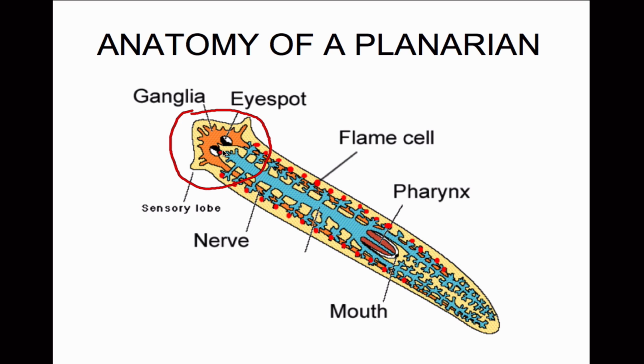So we see the eye spots, and these planarians don't really see, but they can sense light from these eye spots. It has a sensory lobe right here, so another sensory organ on the head region. And the ganglia is really what we would call a primitive brain. It's not necessarily a brain, but it is a collection of nerve cells that are concentrated in the head region. And then we'll see this nerve that runs all the way throughout the body, okay?